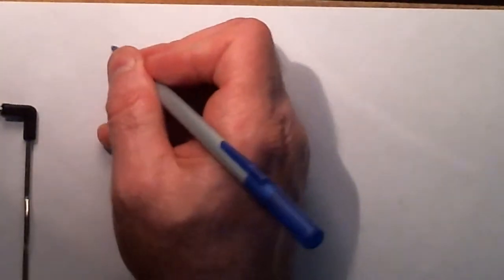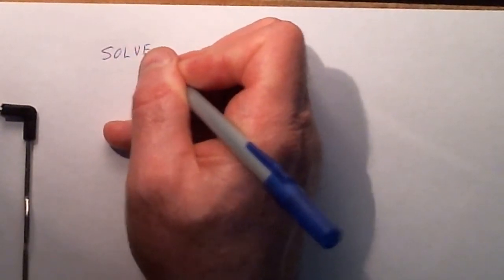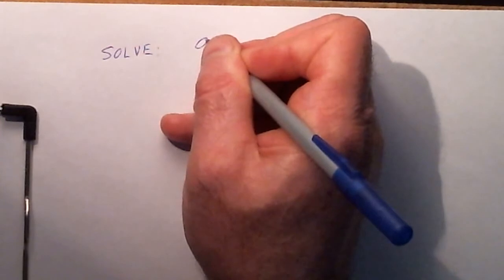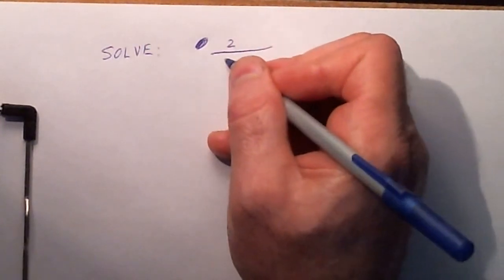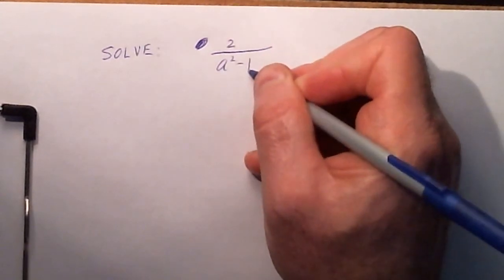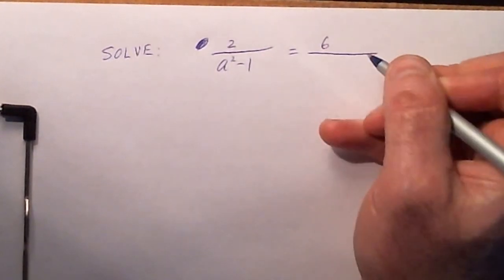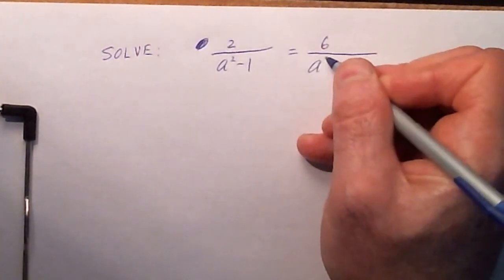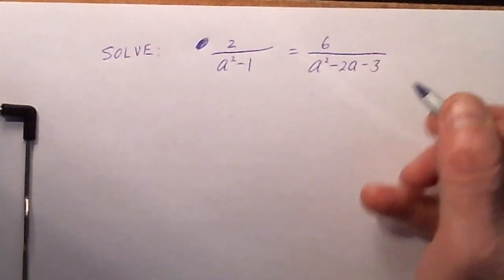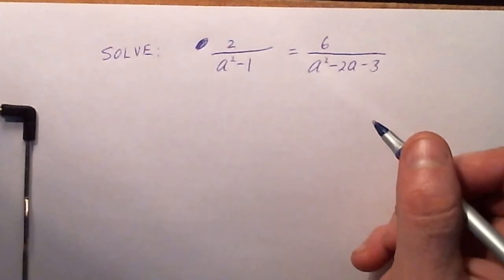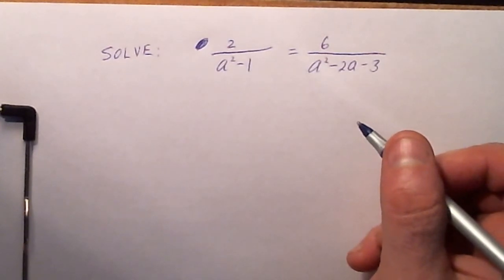All right, almost done. Solve a couple more. Okay, hold on a second. I wanted 2 over a squared minus 1, and that's equal to 6 over a squared minus 2a minus 3. All right, here we have a rational equation, and we want to solve this equation for a.